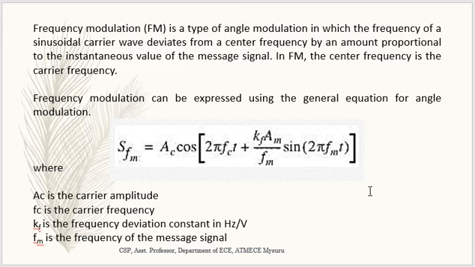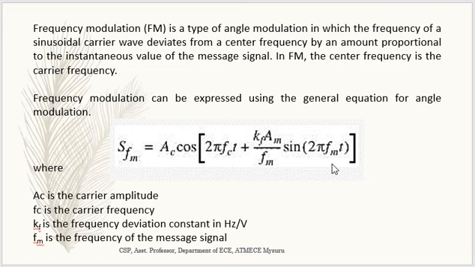Frequency modulation can be expressed using the equation for angle modulation, that is s_FM(t) = Ac cos(2π fc t + (kf Am / fm) sin(2π fm t)), where Ac is the carrier amplitude and fc is the carrier frequency. kf is the frequency deviation constant, which is measured in hertz per volt, and fm is the frequency of the message signal.